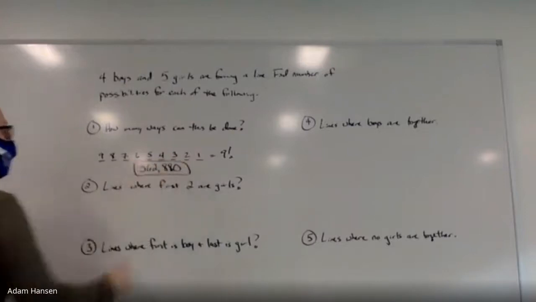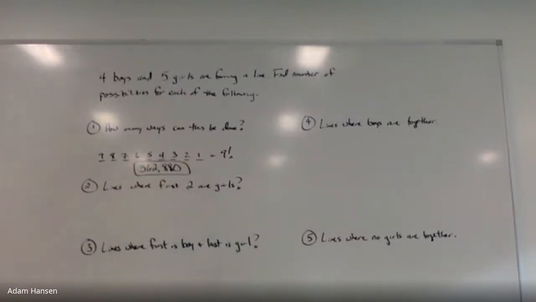So if there are no restrictions on how I want these boys and girls to line up, there are 362,880 different ways to do it. There are that many number of ways to arrange 9 objects in order.